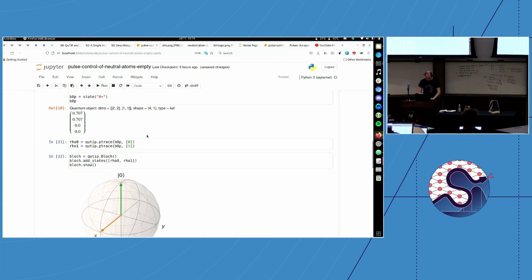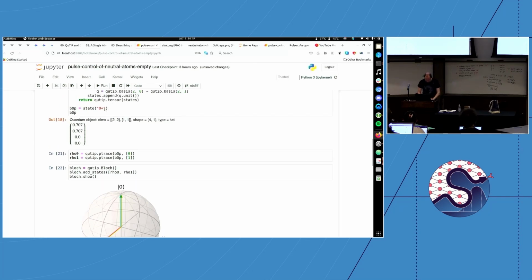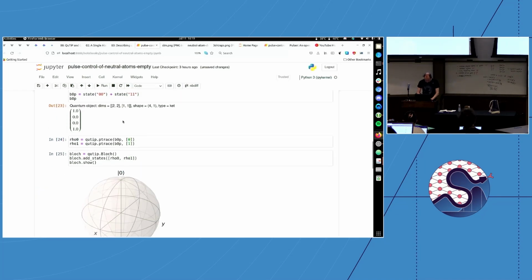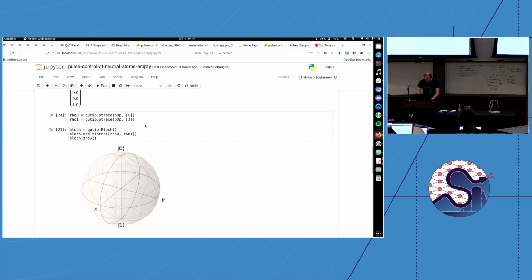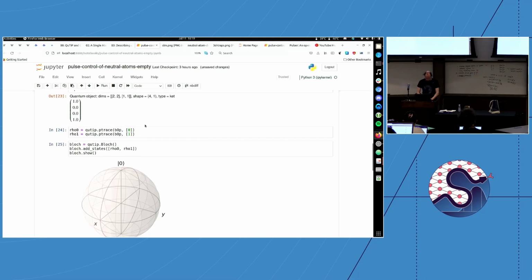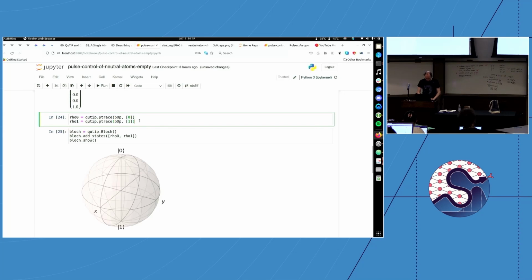If we quickly run this again, but let's do one of the awkward states. Now you can see they're gone.